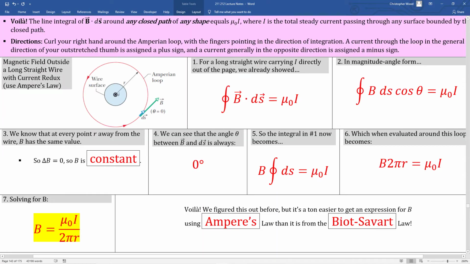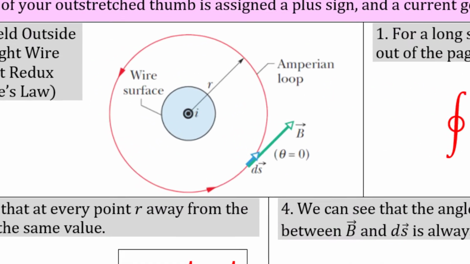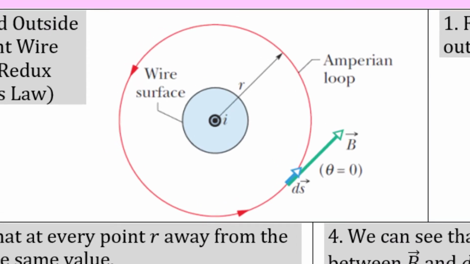Okay, let's derive the magnetic field outside a long straight wire. This time though, let's use Ampere's law. We need to find the magnetic field direction and strength at some distance r away from the center of this wire. You're looking at this wire head on. The wire is perpendicular to the page. In this case, the current flowing through the wire is coming up out of the page towards your eyeball because it's indicated by a black dot rather than a black X.